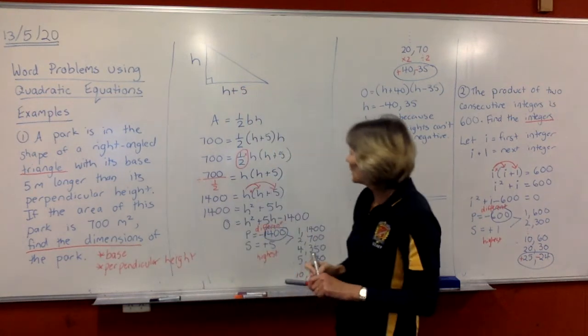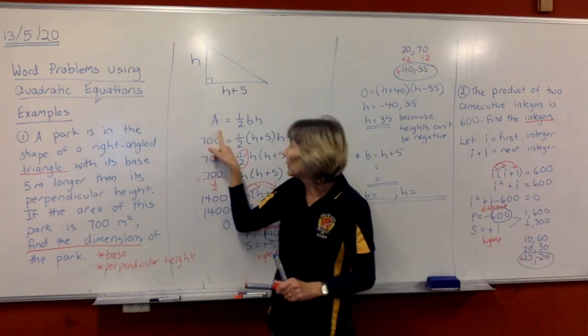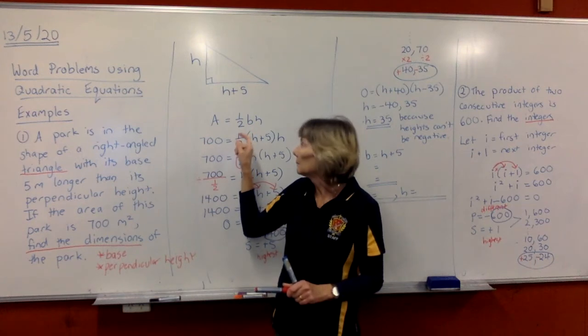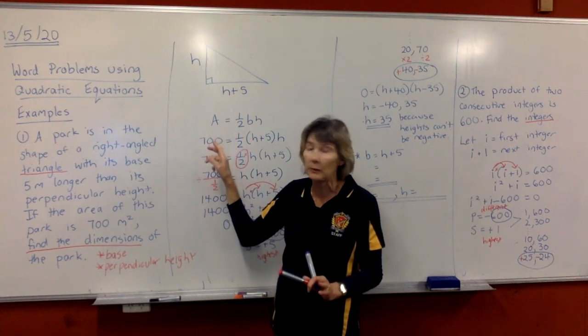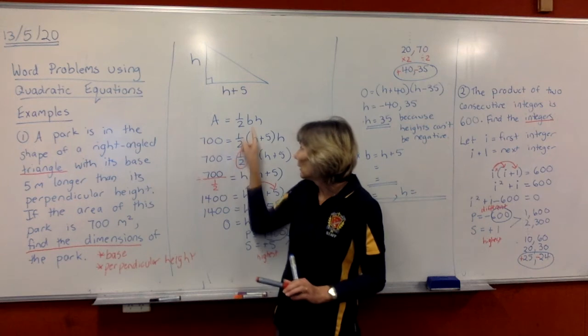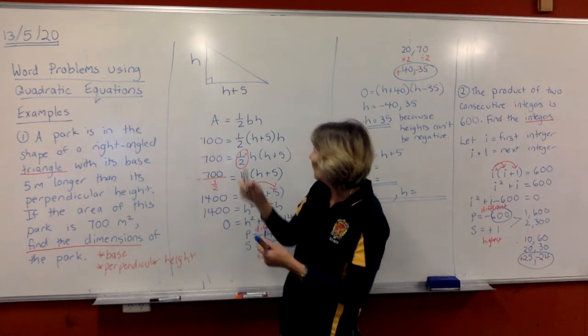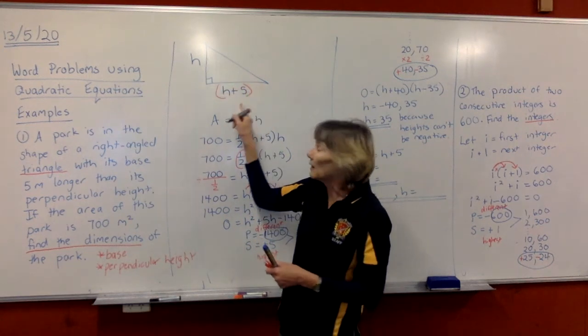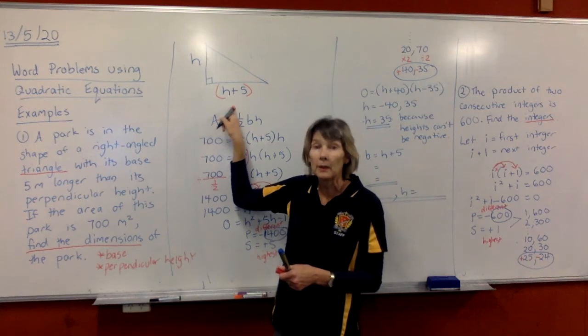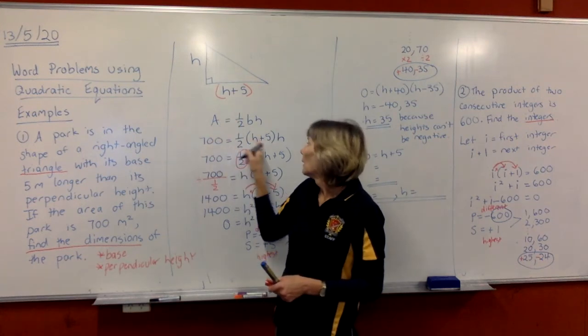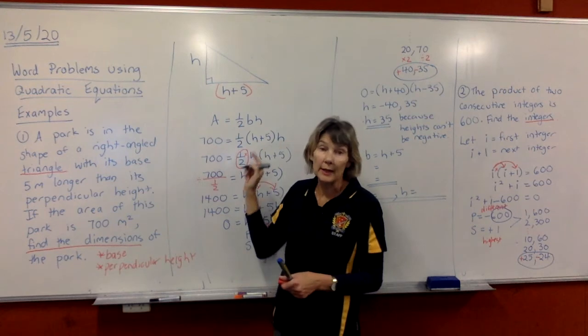After that, we're going to start with our area formula. The area of a triangle is a half base by height. And then we're going to substitute in everything we know. So we've got a half. The base is h plus 5. Don't forget anything with more than one term goes in a bracket. And the height is just h.